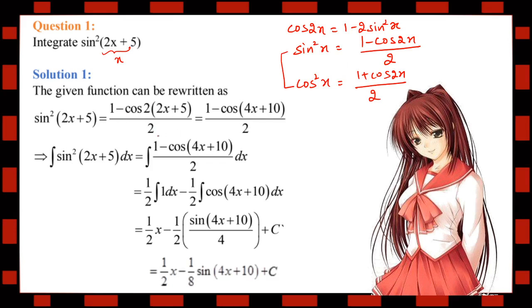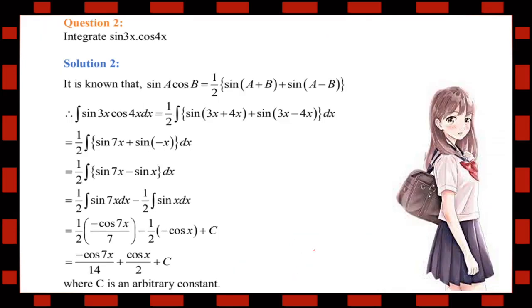So (1 minus cos 2x) upon 2 becomes (1 minus cos(4x plus 10)) upon 2. And after that, what can we do? We can split it, taking 1 by 2 outside, and the integral of 1 minus the integral of cos(4x plus 10). After that, everybody knows how to take the integral and solve.